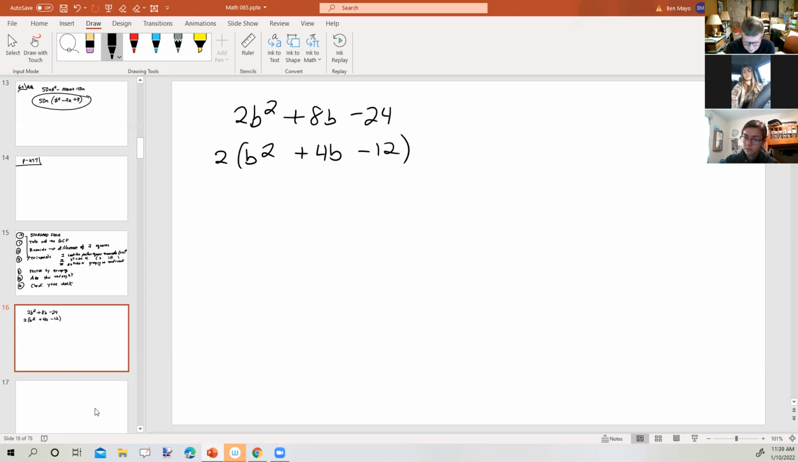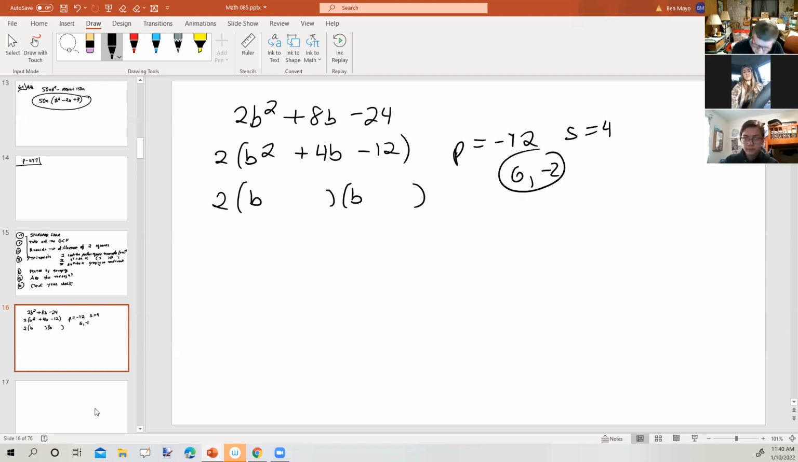The trinomial that's left over, is it a perfect square? No, it's not, because we've got minus 12 at the end. But it does have a leading coefficient of a 1. So we would split it apart, b and b, and then we'd look for a product that's negative 12 and a sum that's 4. How about 6 and negative 2? Since it had a leading coefficient of a 1, we put those numbers right in there, and we're through with that.